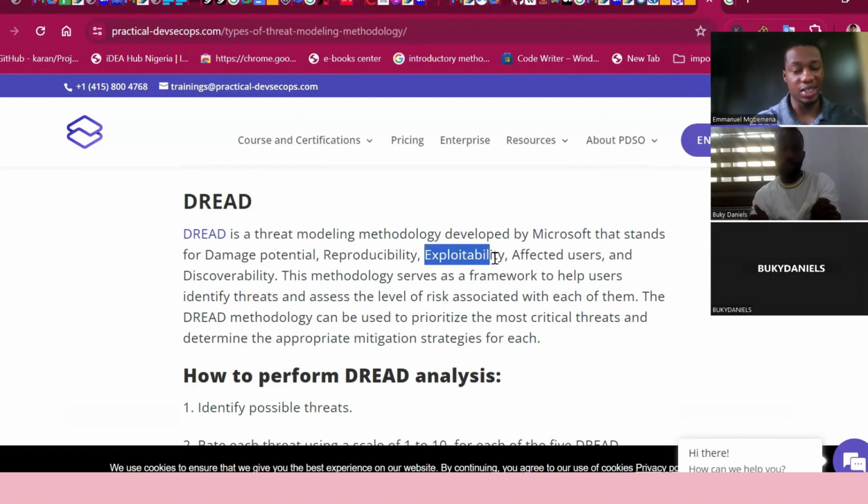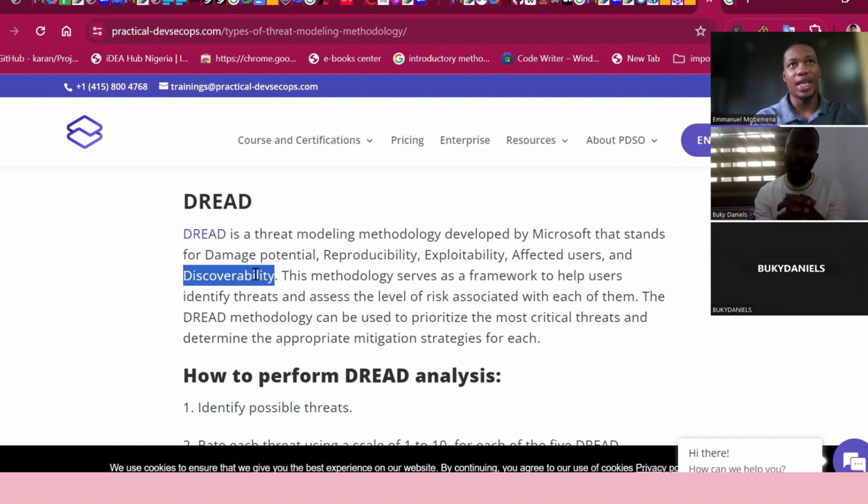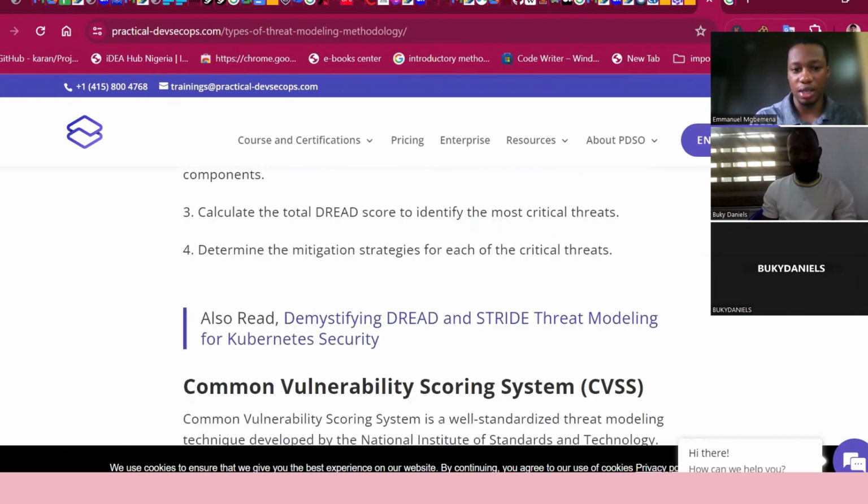Then exploitability: is it easy to exploit, or do you need some level of expertise and some tools to exploit it? Then what are the affected users? And then how easy is it to discover? Because some vulnerabilities and threats could be very difficult to discover, but I think this one is easy to discover if they have maybe a patch management system or solution. So I think let's go.